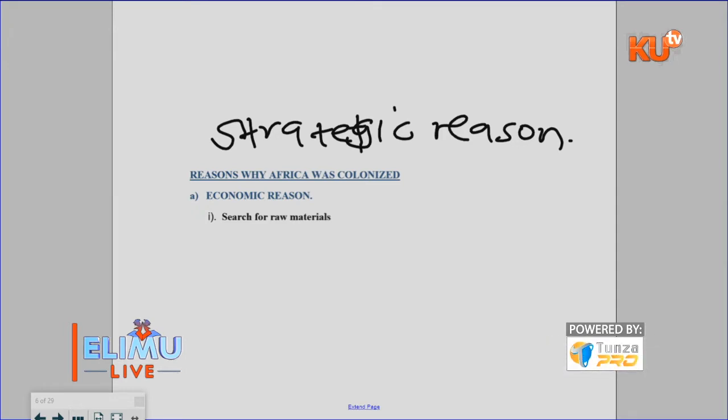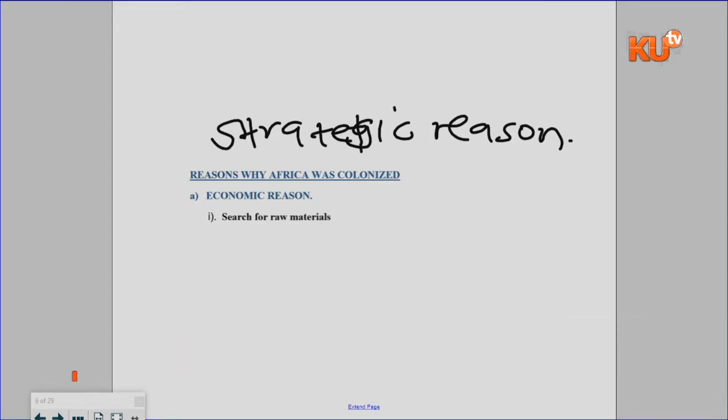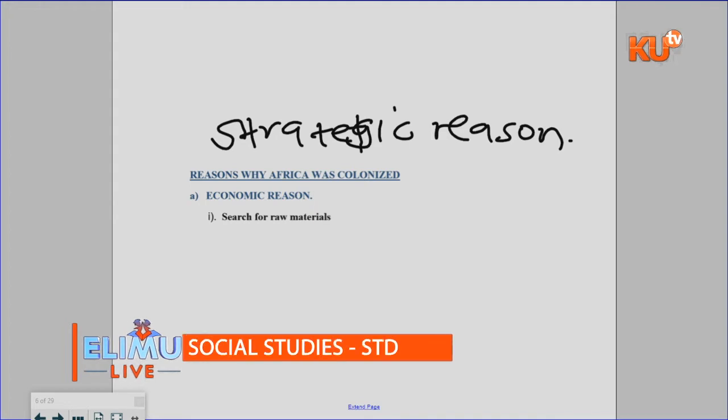The strategic reason, I have said, is because European nations colonized two countries, and one of the main countries for the strategic reason is Uganda. Uganda and Egypt were mainly colonized because of the strategic reason. Why? Because they wanted to control the whole of River Nile. That is something you are supposed to take note of.